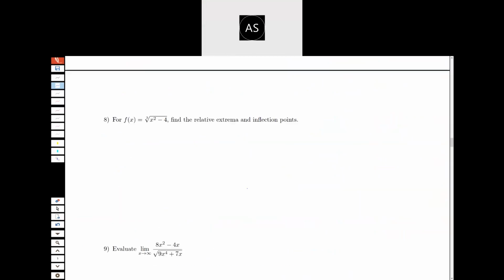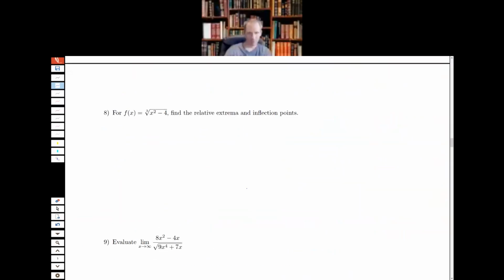Okay, let's move on now to number 8. Find the relative extrema and inflection points. Before I start differentiating this, I'm going to rewrite it as x squared minus 4 to the 1/3 power. Now when I take a derivative, the 1/3 comes down. I take 1/3 and lower the power by 1, so it'll be a negative 2/3, and then multiply by the derivative of the inside stuff.